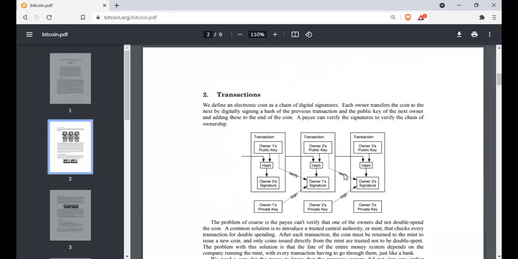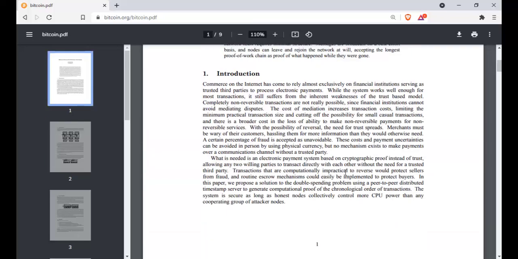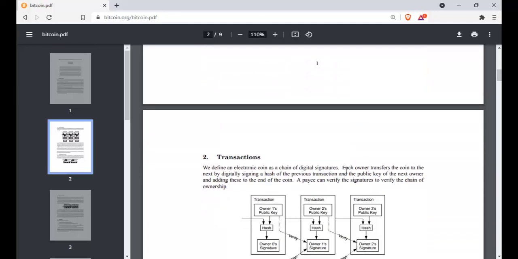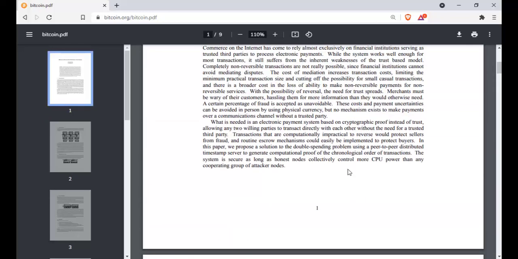Okay, so now the next thing goes into the transactions. Satoshi Nakamoto talked about the transactions, how transactions will be taking place on the Bitcoin blockchain, how things will be going on there, and let's just see how that was done.